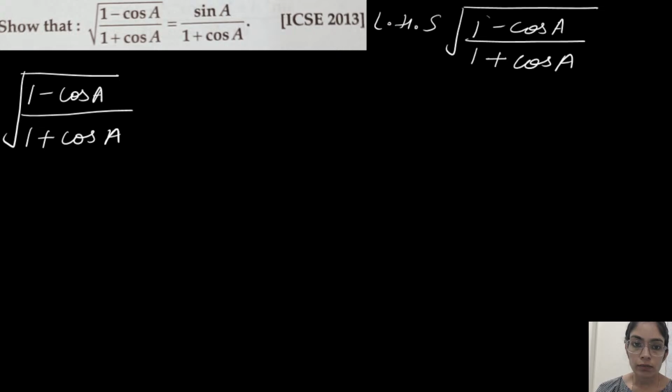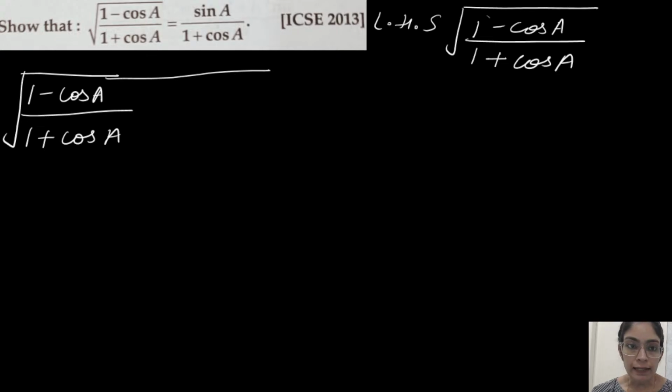See, in questions of trigonometry, rationalization can be done with numerator as well as with denominator. Like mostly in 9th class when we learned rationalization, we only used to do rationalization of the denominator. But in trigonometry, rationalization we can do for either the numerator or the denominator. So you have to decide at the starting of the question whose rationalization you have to do.